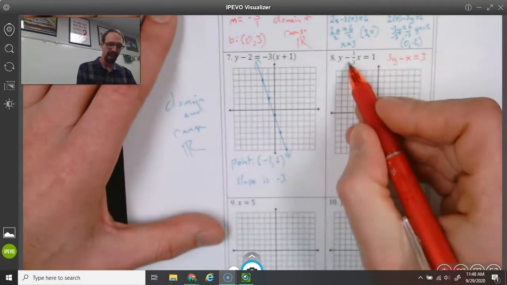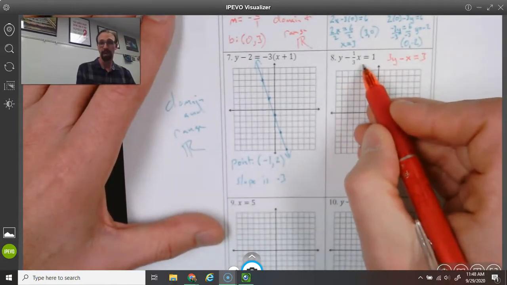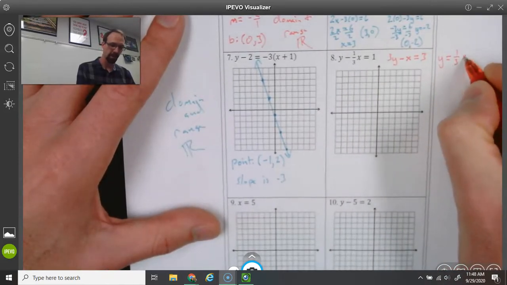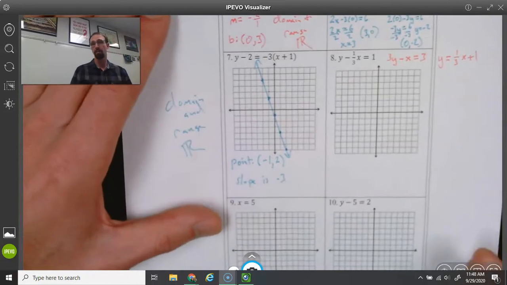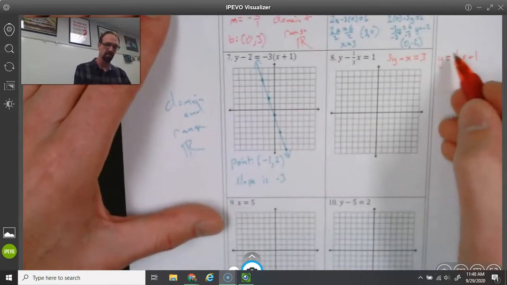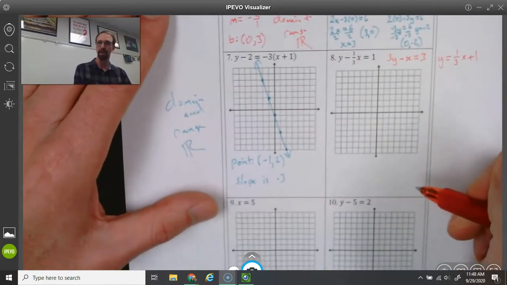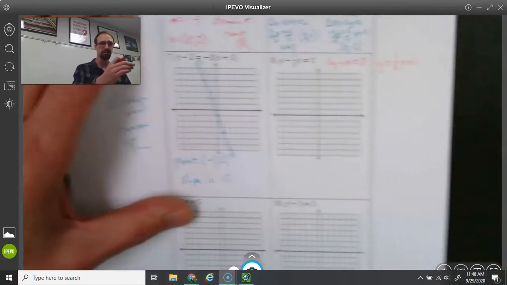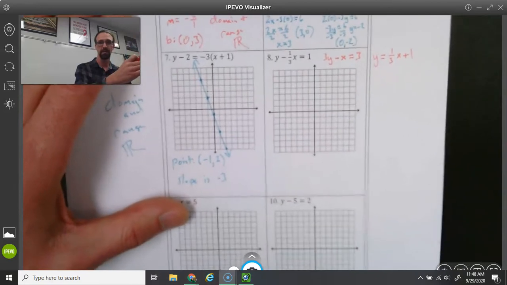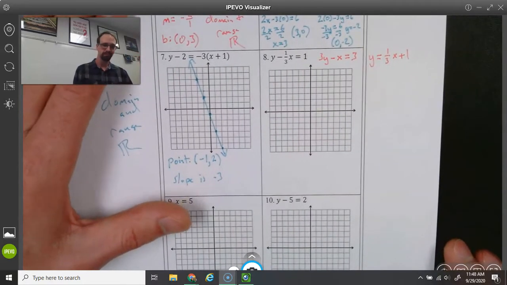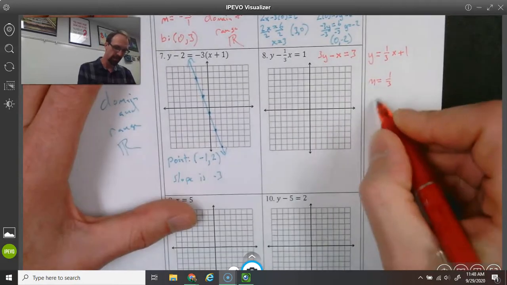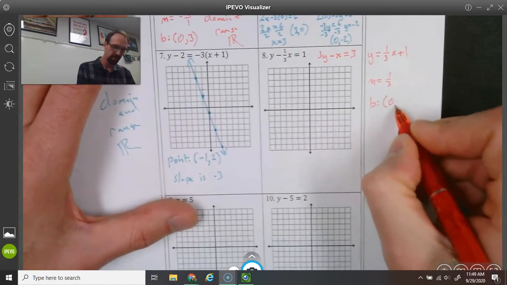I could also have added 1/3 x on both sides. That would also work. So y equals 1/3 x plus 1. Personally, I think that's probably the easiest, just to add 1/3 x on both sides and operate, because slope is normally a fraction, so it's easier to process that way. So I have a slope of 1/3 and a y-intercept at (0, 1).